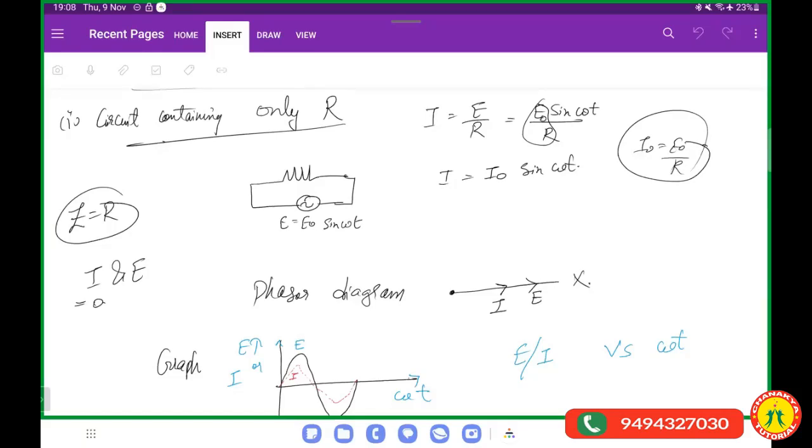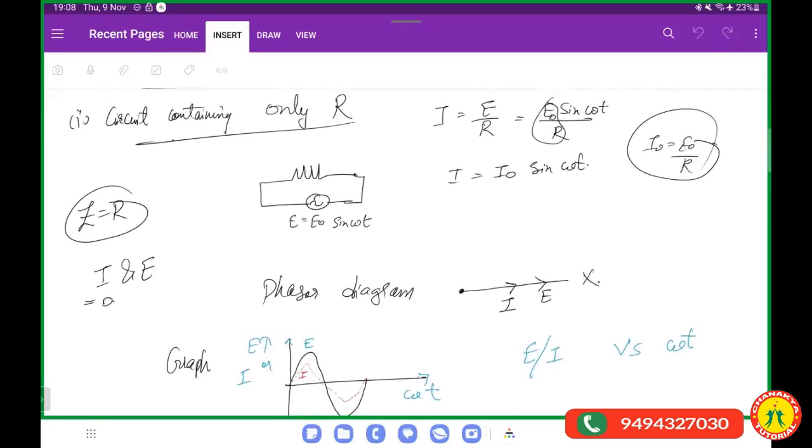Sir, could you explain this again? Yeah. I asked, what is the phase difference in the circuit containing R only? Pi by 2? 0. So it's not pi by 2? Oh, no, sorry. Pi by 2, it might be leading or lagging.